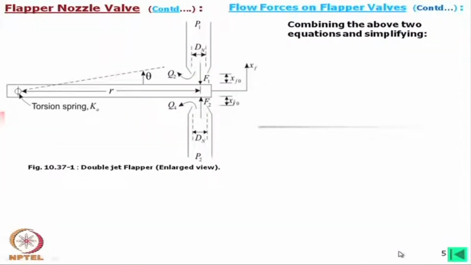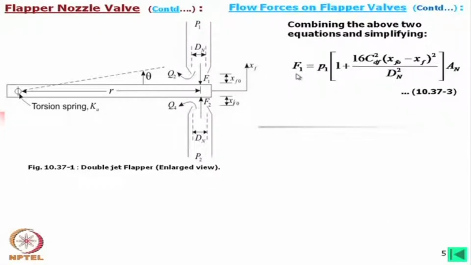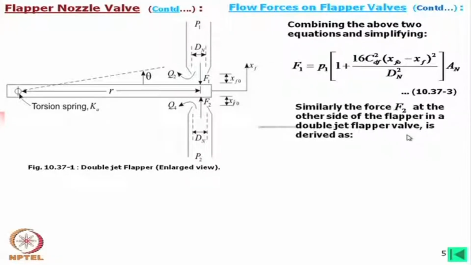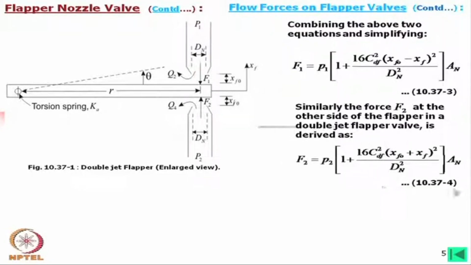Now, combining these above two equations and simplifying, what we get, F 1 is equal to P 1 into 1 plus 16 C d f square x f 0 minus x f whole square divided by d n square into A n. Similarly, if we equate the F 2 in the same way, we will get this F 2 expressed in this form. Okay. So, this is not difficult, but look into this, here we get minus sign, here plus sign. Why is it minus sign?